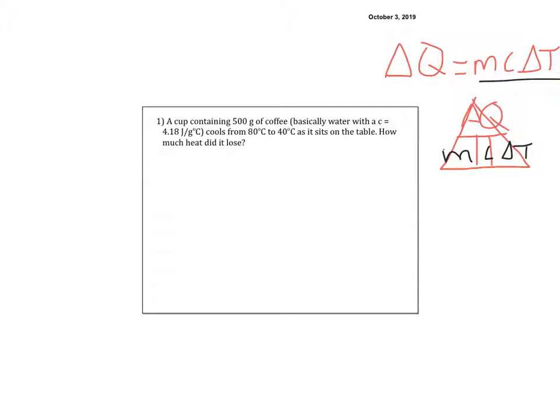All right. And of course, we're going to use some of the equations from last chapter, too, so we have to remember those. But let's start with the new one. So, what am I given? We have a cup containing 500 grams, so that would be M, of coffee. Basically, water gives us the C. It cools from 80 to 40 degrees, so that means delta T is, if it goes 80 to 40, it's cooling down, so it would be negative 40 degrees Celsius. How much heat did it lose? So that's my Q. Remember, heat is weird. It's the letter Q, technically lose, so it's delta Q.